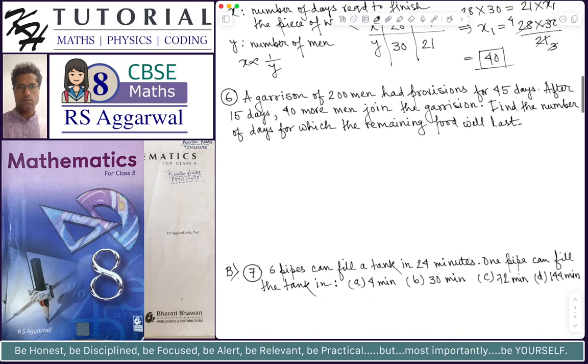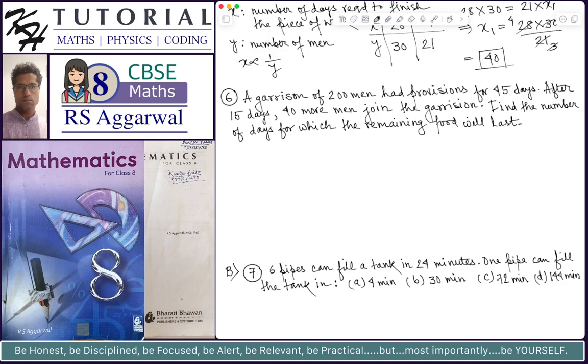Okay, let's do problem number 6. A garrison of 200 men had provisions for 45 days. After 15 days, 40 more men joined the garrison. Find the number of days for which the remaining food will last.